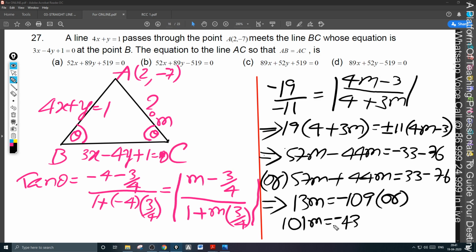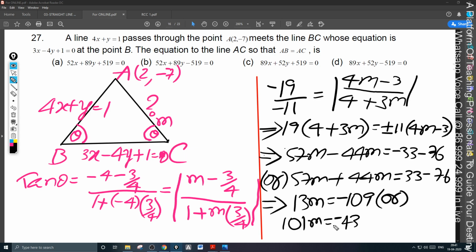Ravi sir is saying check calculation. 4x plus y is equal to 1 passes through the point A(2, minus 7), meets the line BC, whose equation is 3x minus 4y plus 1 equal to 0, at B. That is correct. BC line equation is written, and the equation to the line AC, so that AB is equal to AC. AB is equal to AC means it's an isosceles triangle. I have taken the angle opposite to AB is theta, opposite to AC must also be theta because they are equal.